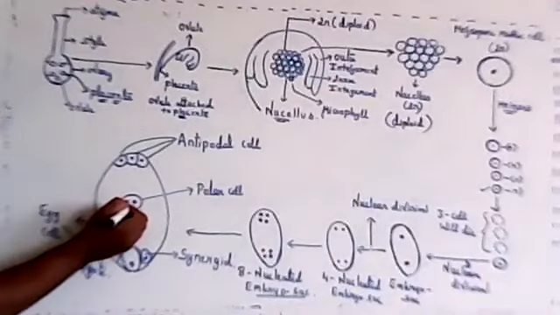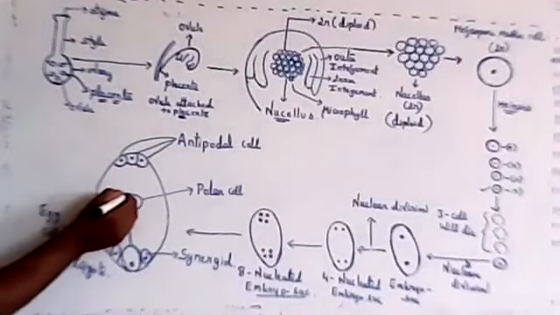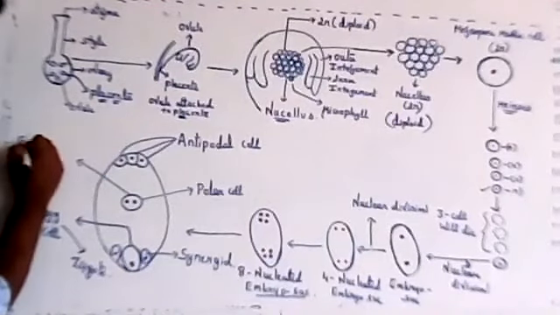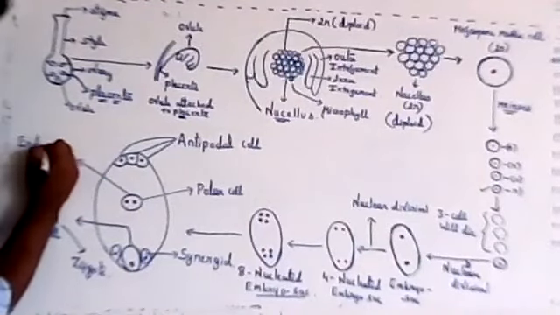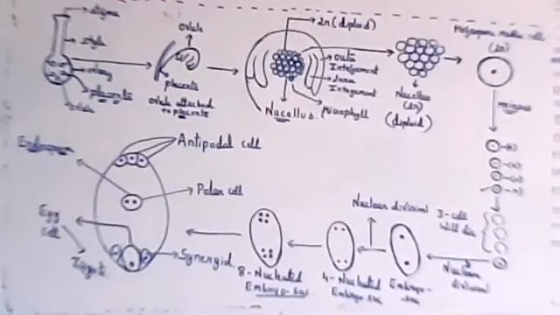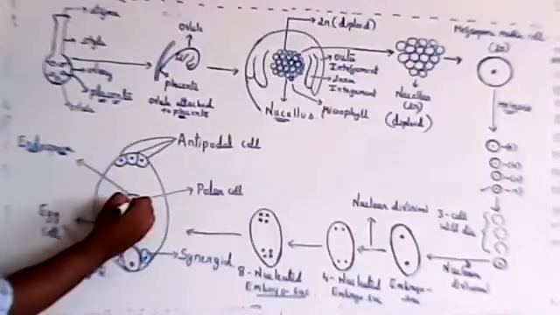Then one more male gamete will fuse here, and this will form endosperm. So what is the function of endosperm? That I'll tell you. Only 10 minutes are remaining, that's why. This will form endosperm after fertilization.